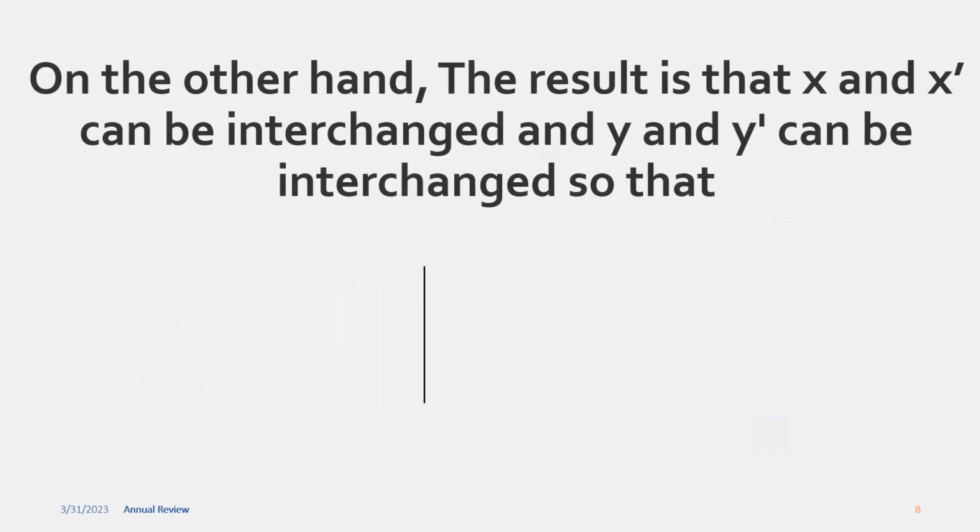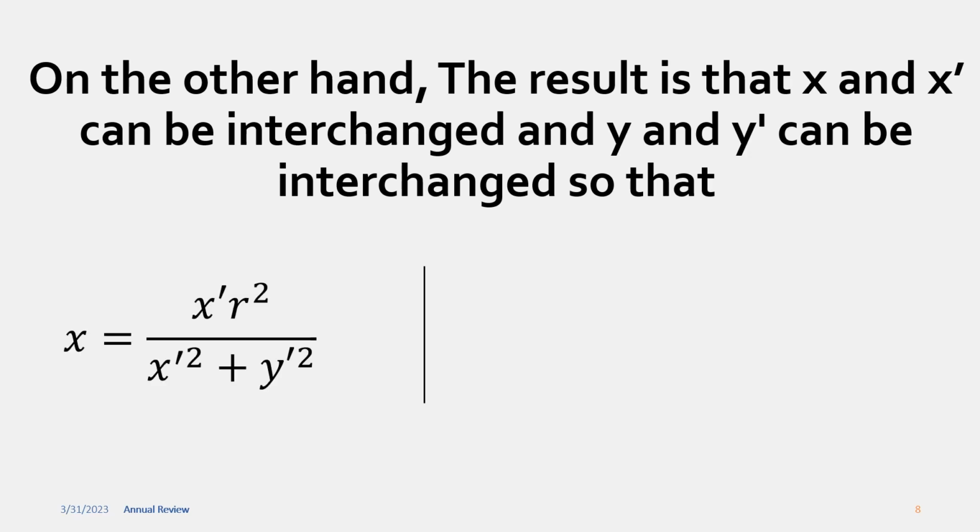On the other hand, x and x prime can be interchanged, and y and y prime can be interchanged, so that the formula for x will now be x prime r squared all over x prime squared plus y prime squared, and y is equal to y prime r squared all over x prime squared plus y prime squared.